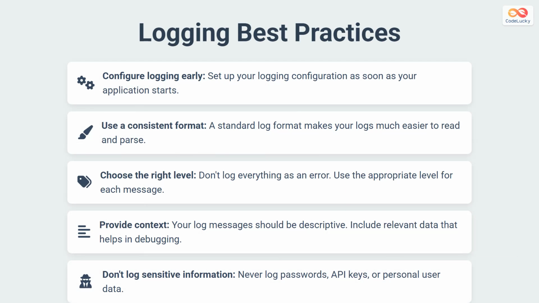To wrap up, let's cover some best practices. Always configure logging early in your application's startup. Use a consistent format across all your logs to make them easy to read. Be mindful to choose the right logging level for your messages. Provide context in your logs to make debugging easier. And most importantly, never, ever log sensitive information like passwords or API keys.